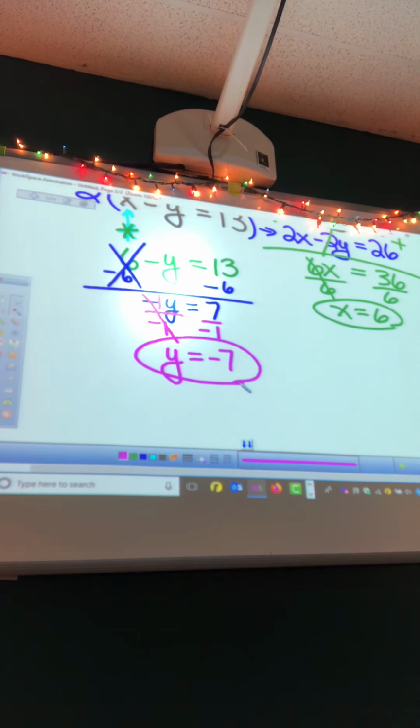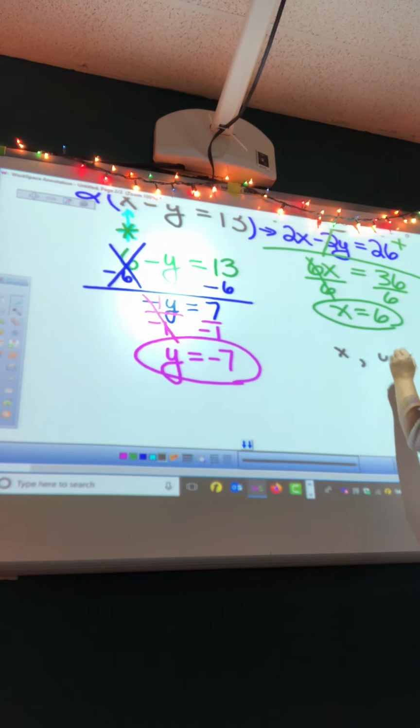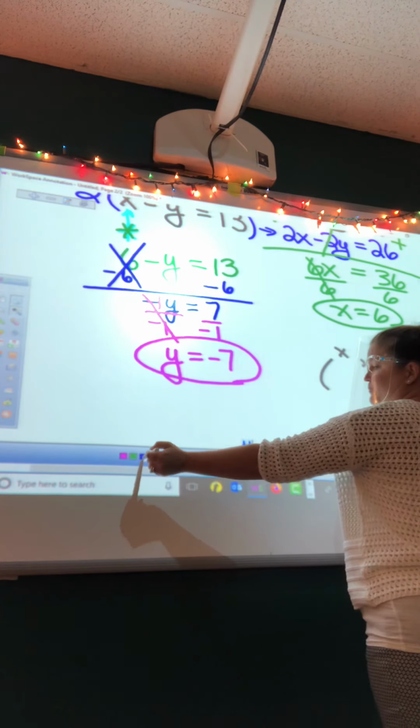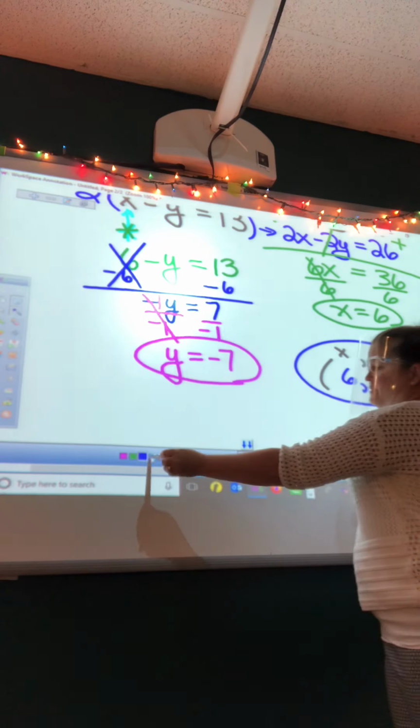How do we write our answers? x comma y. Very good. So our solution would be what? 6, negative 7. Very good. And there is our solution.